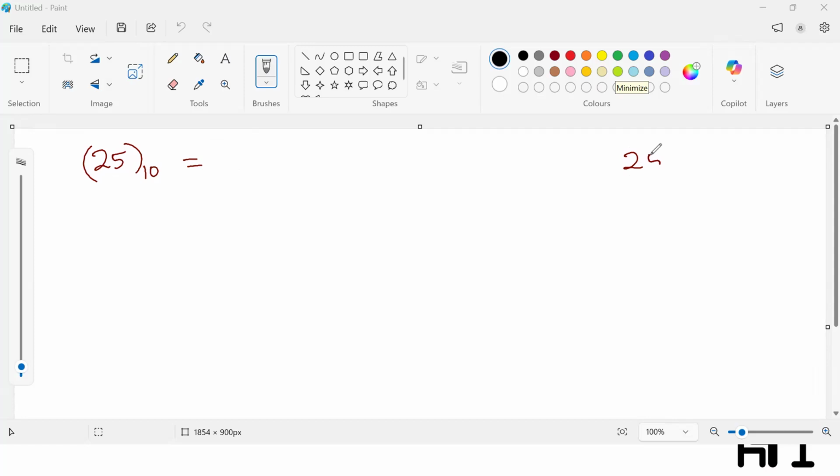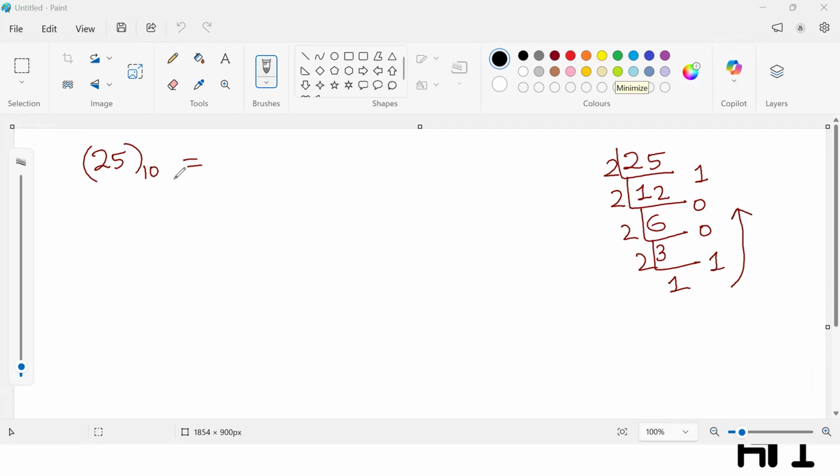It's a simple process. You have to divide by 2. The result will be 12. You have to write down the remainder. The remainder will be 1. And the same process you have to continue: 0, 0, 1 and 1. This is how we process 25 into binary. But whenever you consider the binary data, you have to go from bottom to top. So that means the decimal number 25 is actually 11001 in binary format.